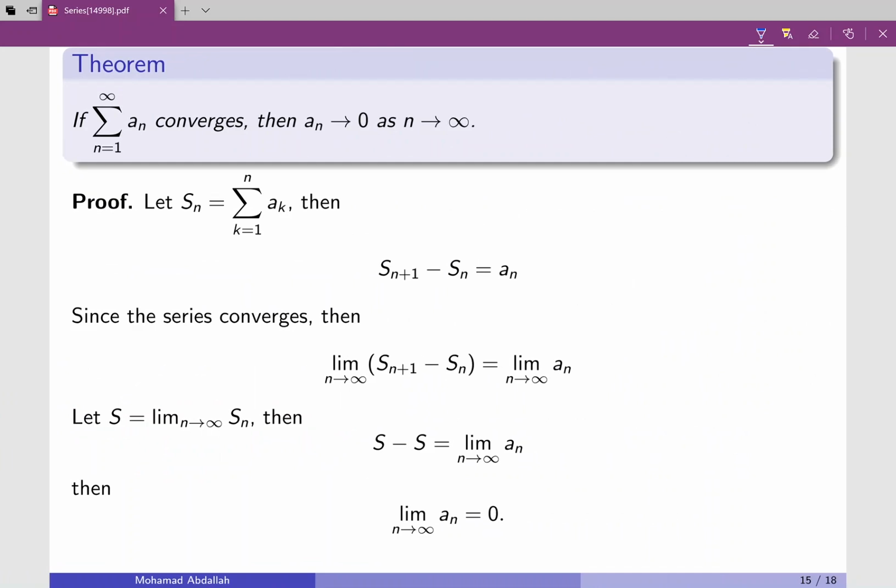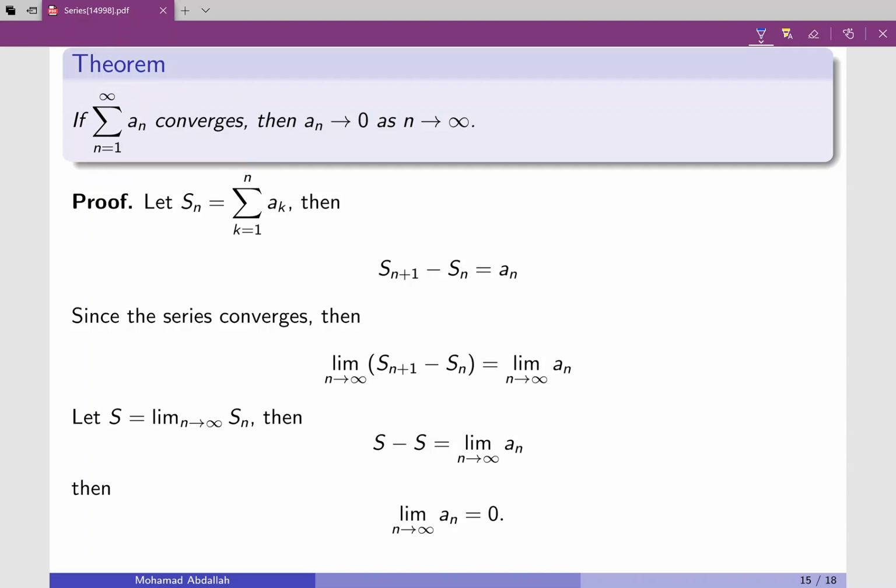But if you just take a look at this theorem in this format, it's not useful at all, because it's easy for us to know whether the limit of the sequence is equal to 0 or not. Taking the limit is much easier than telling whether a series is convergent or not. My goal is actually to know if the series is convergent, so this doesn't help me if it's written in this format.